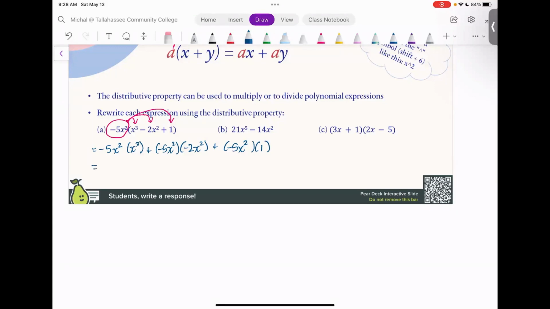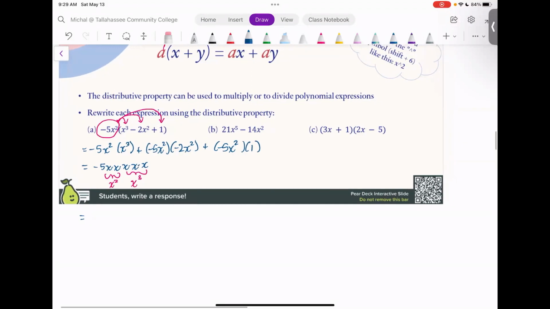Negative 5x squared times x to the power of 3 can be thought of as negative 5x times x times x times x times x. These 3 x's come from x cubed, and these 2 x's come from x squared. When I'm done multiplying that out, I get the expression negative 5x to the power of 5, because there's 5 x's being multiplied in a row.